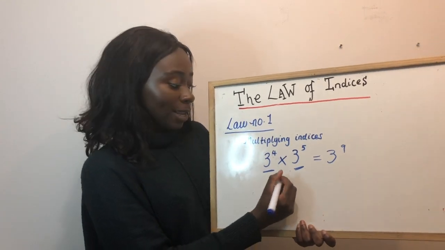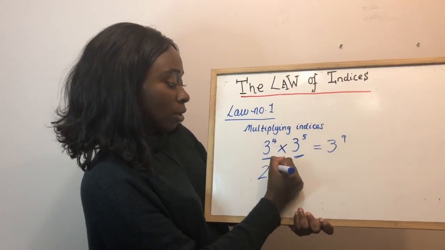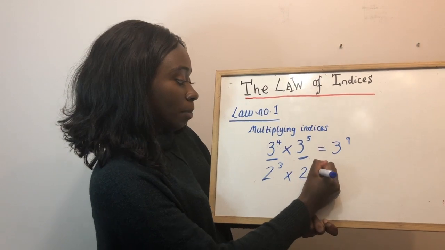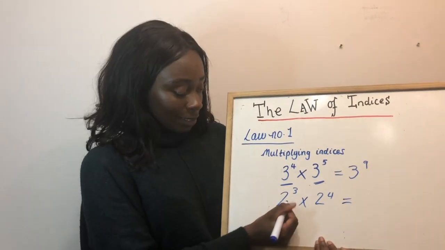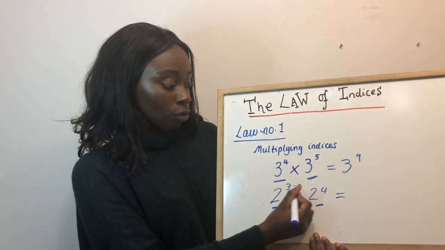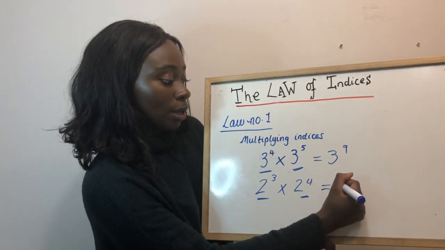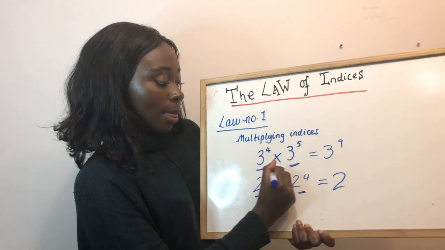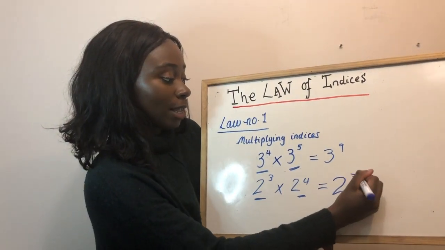So for example, let's say we had 2 to the power 3 times 2 to the power 4. Because we've got the same bases, which is the big number, you just add the powers. So 3 add 4 equals 7. So you keep the base the same, which is 2, and then you've got the power, which equals 7.